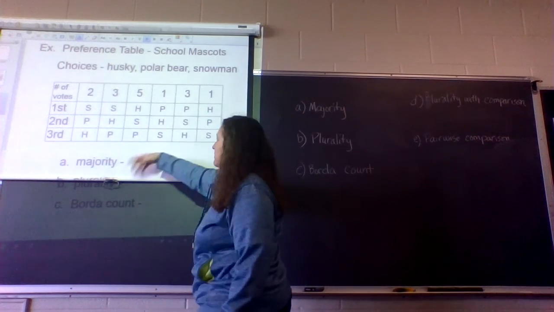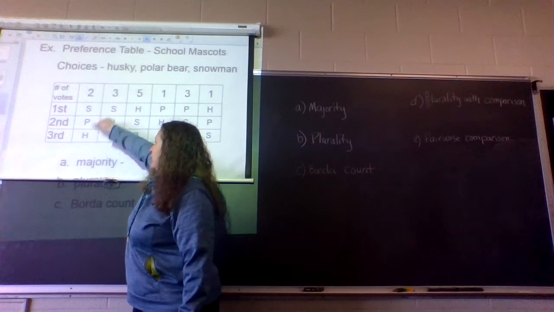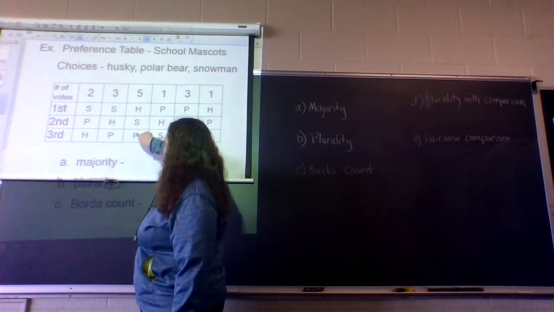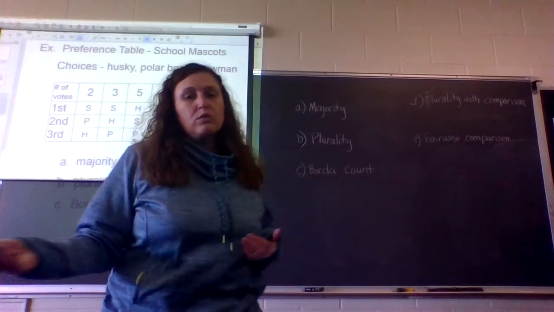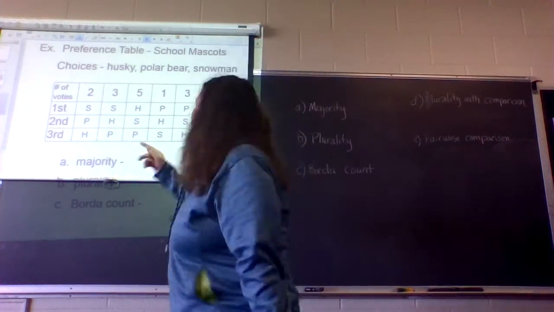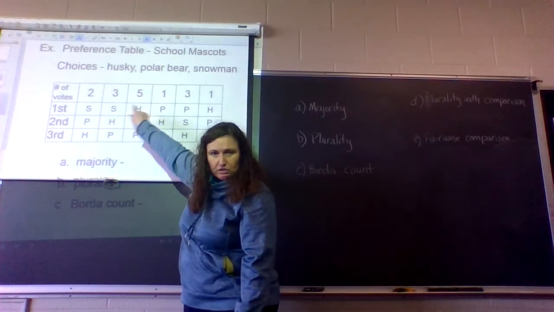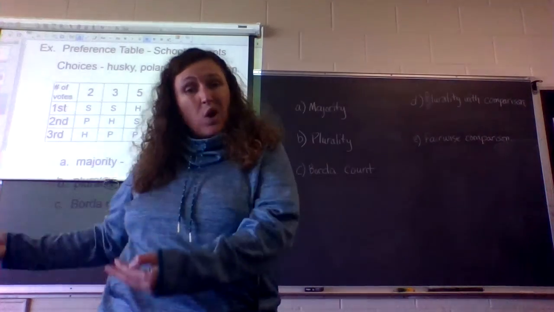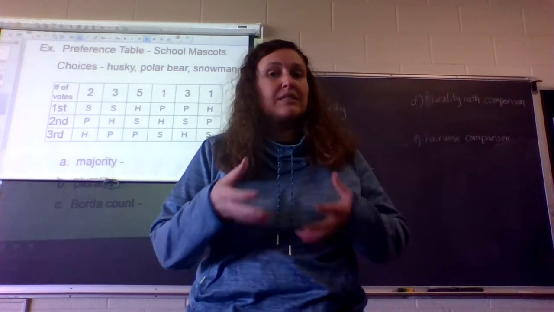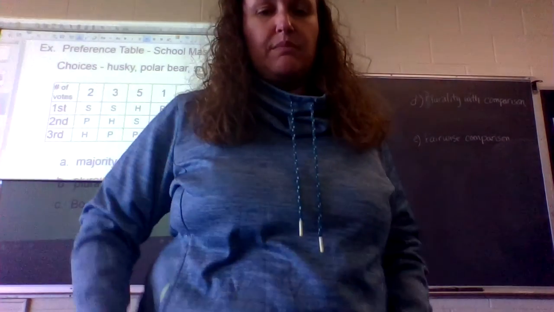Now notice what's happened here is 2 people have voted this way: snowman first, polar bear, then husky. 3 people have voted this way, 5 people. So when we go to check it out, we have to consider that there were actually 5 people who voted huskies first. We can't just say that counts as 1, that actually counts as 5 first place votes for huskies there. So we're going to be multiplying by items here.